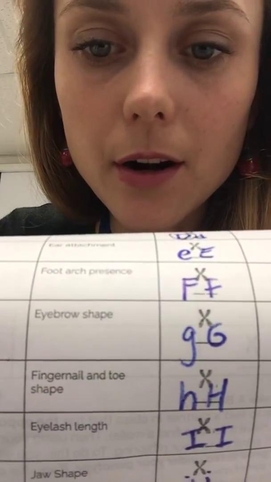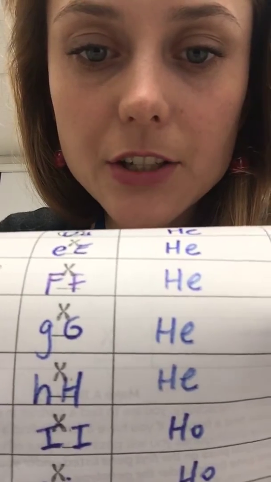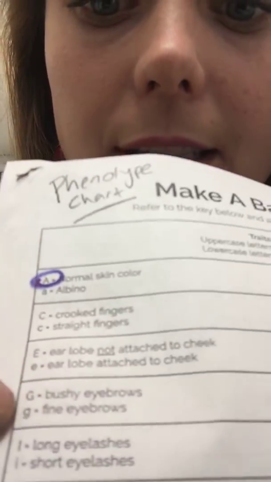If we want to look at one example, for eyebrow shape, I had big G, little g, a heterozygous genotype, and when I looked down the chart, big G gave me bushy eyebrows. Yes. Okay, I'll be looking good. So, that's why I wrote that right here, bushy eyebrows. That's how you get the phenotype.